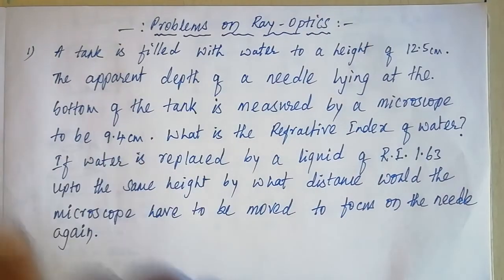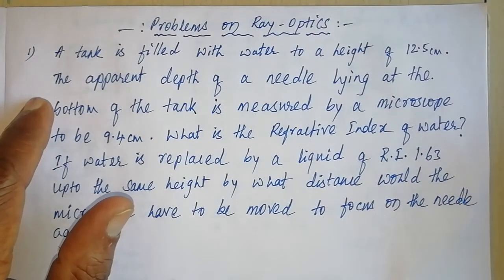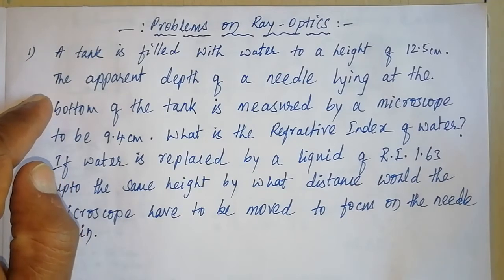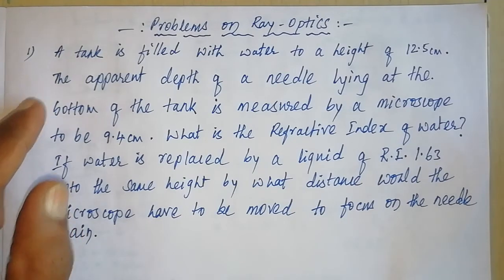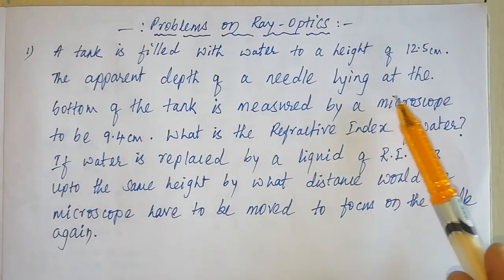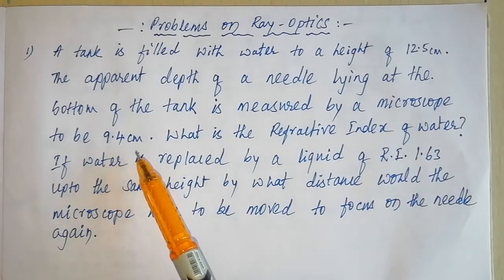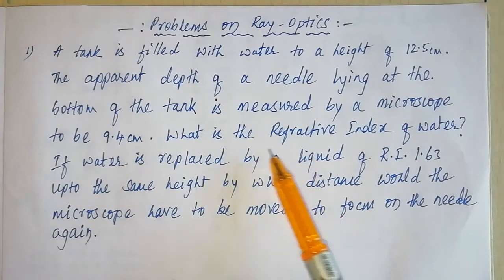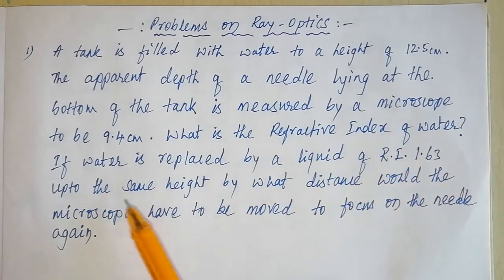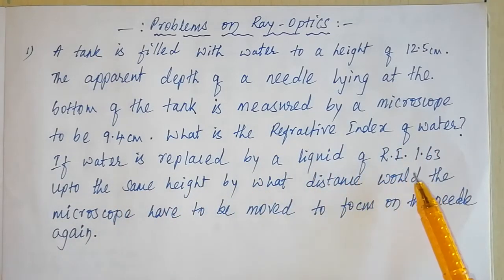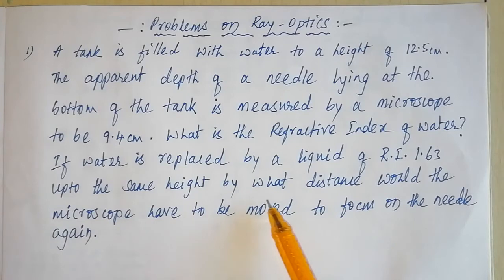So to begin with, number one: a tank is filled with water to a height of 12.5 centimeter. The apparent depth of the needle lying at the bottom of the tank is measured by a microscope to be 9.4 centimeter. What is the refractive index of water? If water is replaced by a liquid of refractive index 1.63 up to the same height, by what distance would the microscope have to be moved to focus on the needle again?